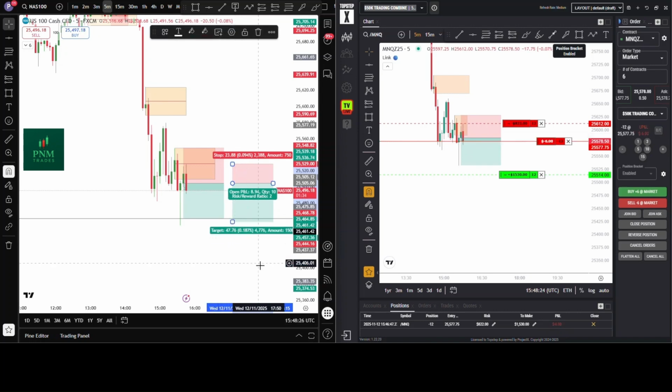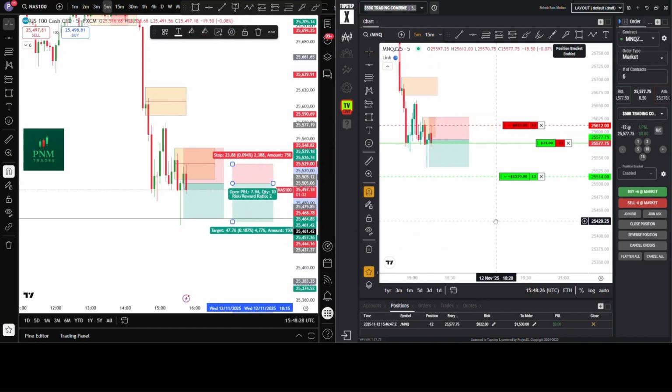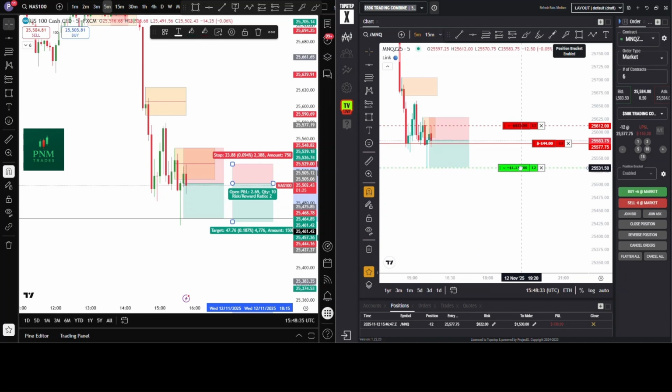I was just marking up to see if I use the current candle closure as the stop loss level where the 1-to-2 would be. So it's almost at my 1-to-1. So I'm happy with that.